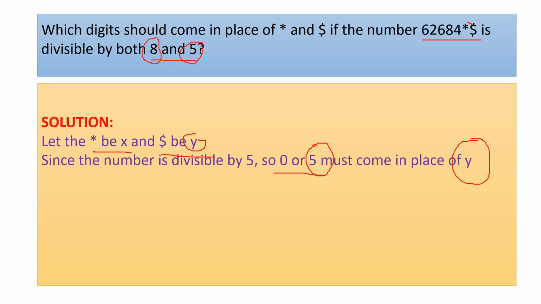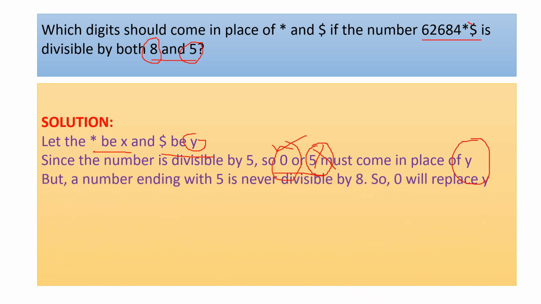So we will see the divisibility rule by 8. According to the rule of divisibility by 8, if a given numeral should be divisible by 8, then the number formed by the last three digits should be divisible by 8. If the unit digit is 5, then the given number will not be divisible by 8. Therefore, definitely we should not replace y with 5. So clearly we can say in place of y, we have to replace 0. And we have to work on the divisibility by 8.